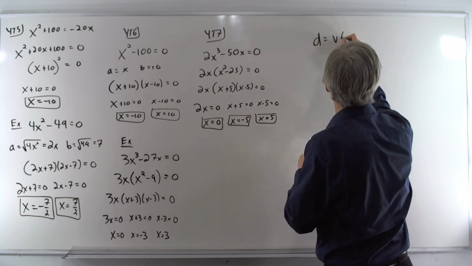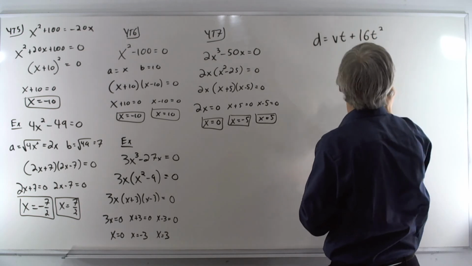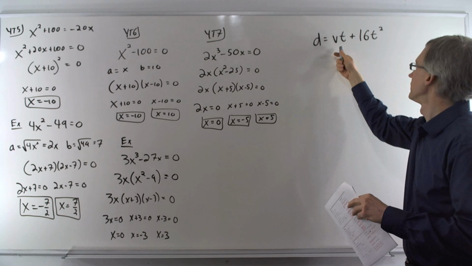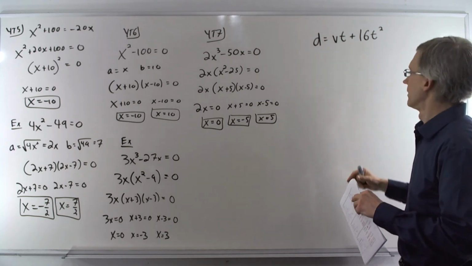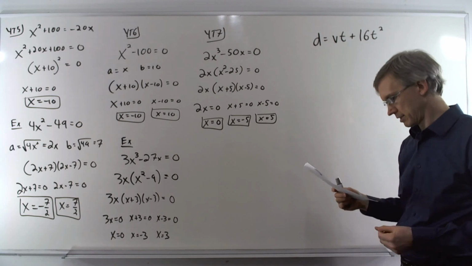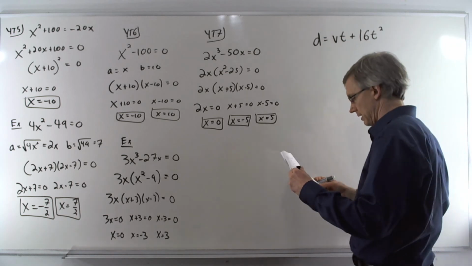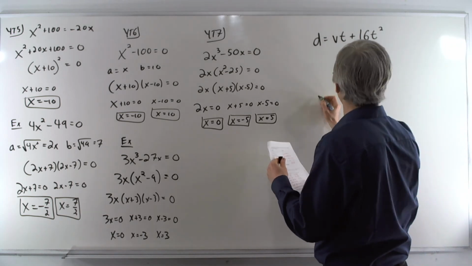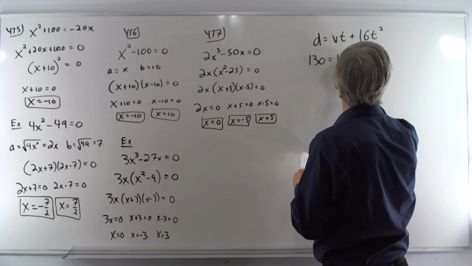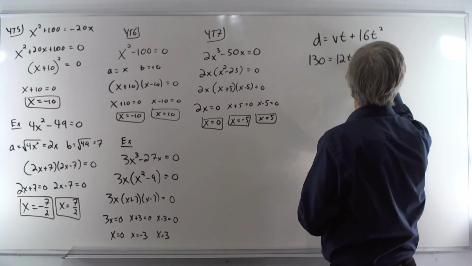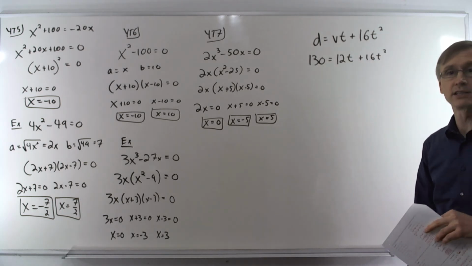d equals vt plus 16t squared, where d is the distance, v is the initial velocity of the stone, and t is the time. We are given initial speed of 12 feet per second, so that's going to go in for v. And the distance says the well is 130 feet deep, so the distance is 130. And there's our equation. 130 equals 12t plus 16t squared.